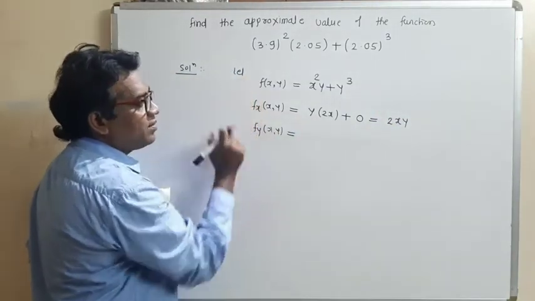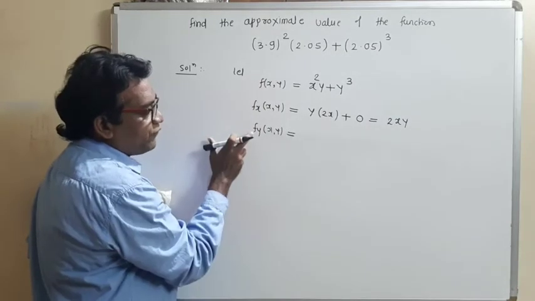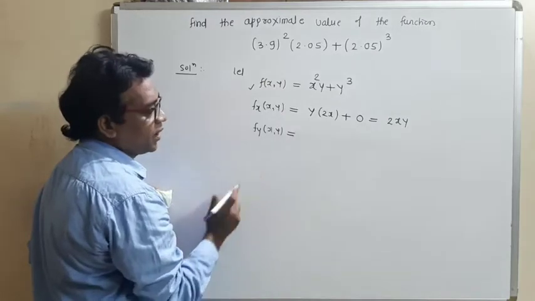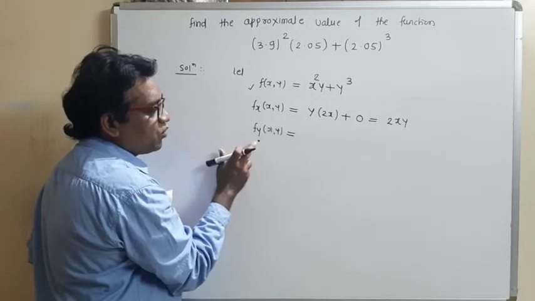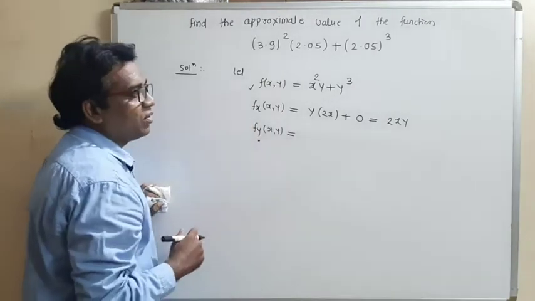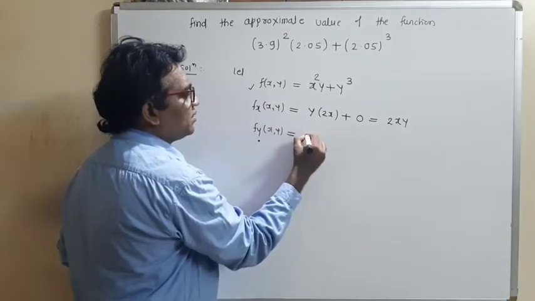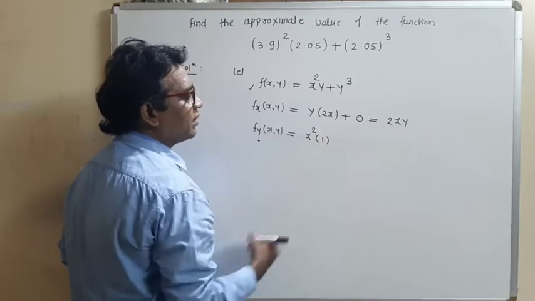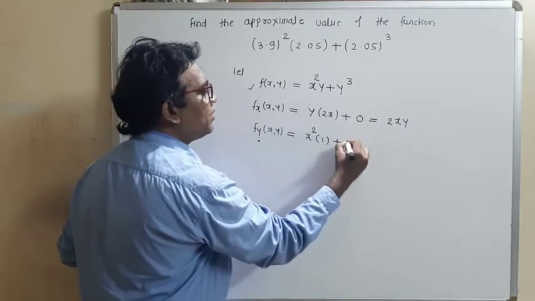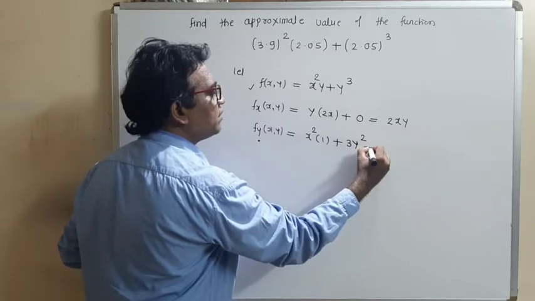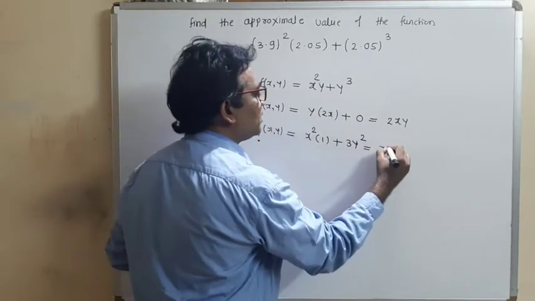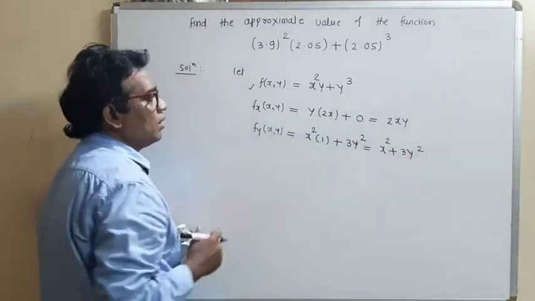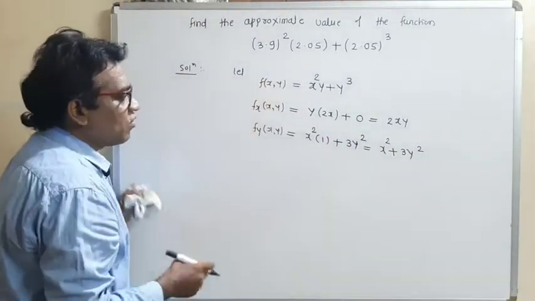Now find out the next derivative. Differentiating f, find the derivative of this function f partially with respect to y, which means keeping x as a constant. So x square is constant, the derivative of y will be 1, plus the derivative of y cube, which is 3y square. So this is nothing but x square plus 3y square. So say this is our first step.